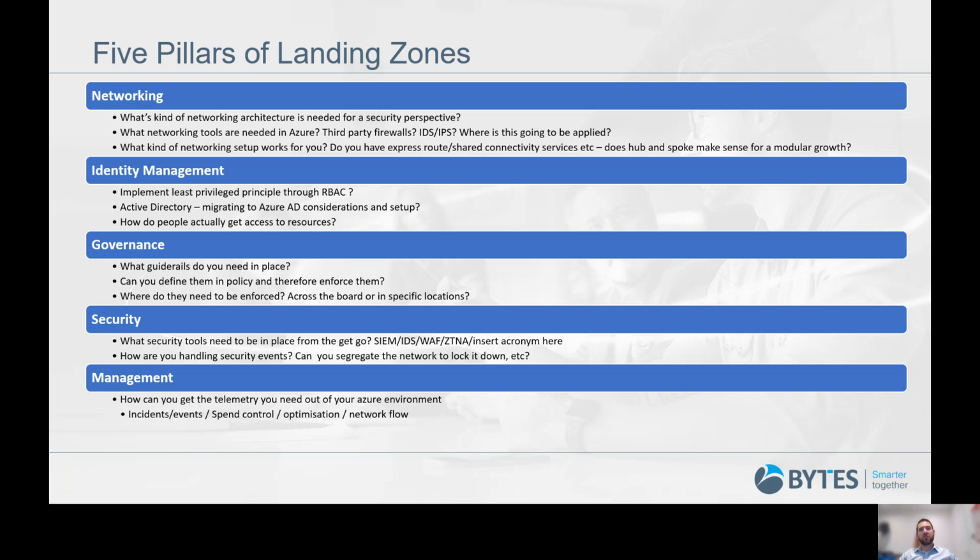Security, again, it speaks into the rest of it. So what kind of security tools do you need in place from the get-go? SIEM, IDS, WAF, insert IT acronym here. Everything's got its own nowadays. And then importantly is how you're handling security events. So part of the networking piece is looking at how you segregate your network. Can you lock down subscriptions? Can you lock down virtual networks? Can you lock down application-based rule sets to be able to identify what's been compromised and sandbox them very quickly?